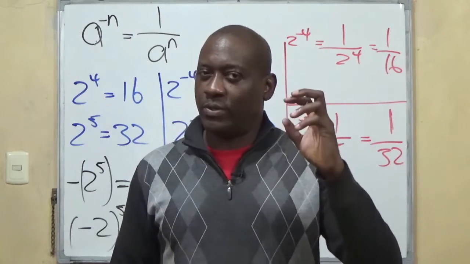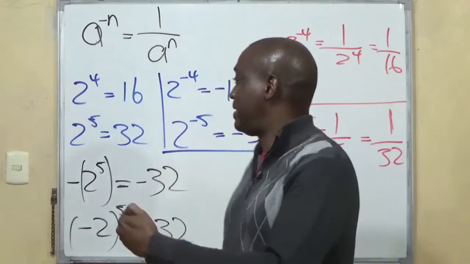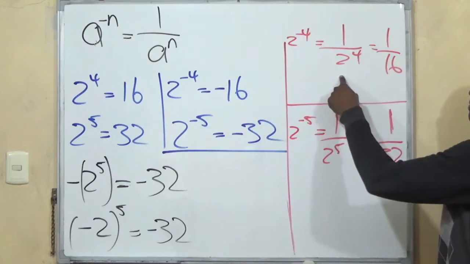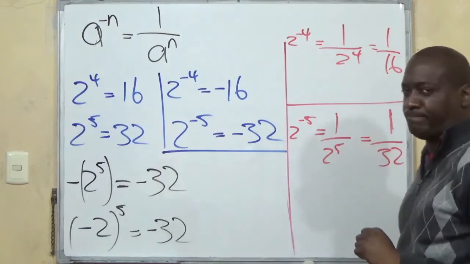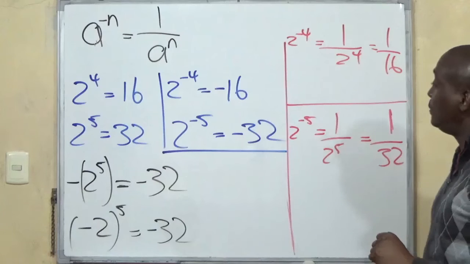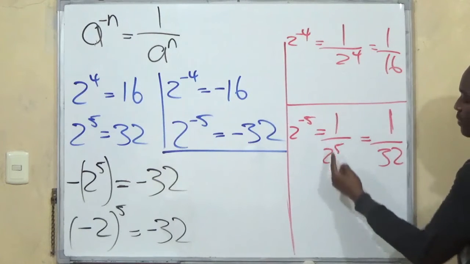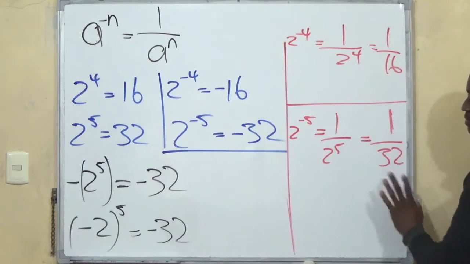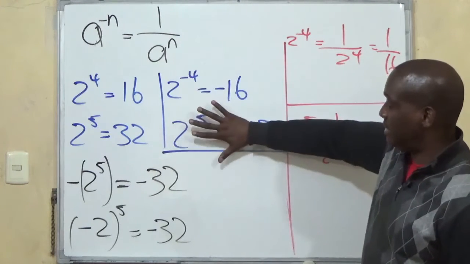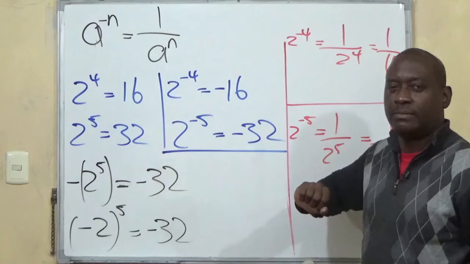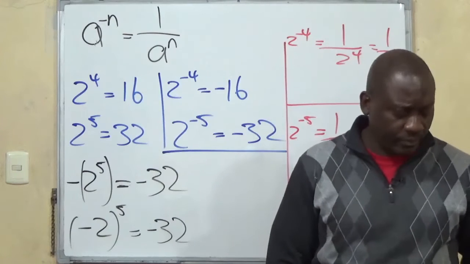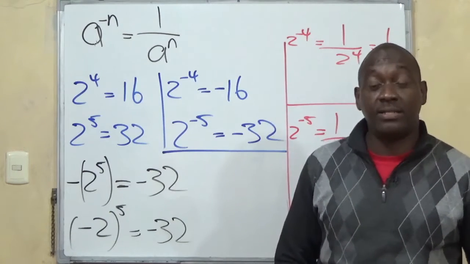Alright? So from 2 to the power of 4 equals 16, 2 to the power of minus 4 is 1 over 2 to the power of 4, which is 1 over 16. From 2 to the power of 5 is equal to 32, 2 to the power of minus 5 is 1 over 2 to the power of 5, which is 1 over 32. Not this, not that. Yeah? So that is basically it where the negative indices are concerned.